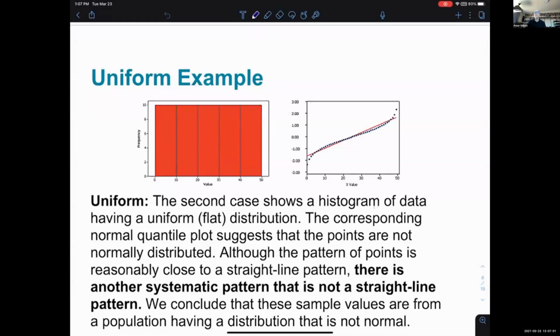So even though they're not very far from the line, they do show a systematic pattern that itself would not be a straight line. And we conclude that this sample, therefore, are values from a population not having a normal distribution. And we can see that actually it's not normal at all. It's a uniform distribution. But this is what this uniform distribution looks like when you put it on a normal quantile plot.